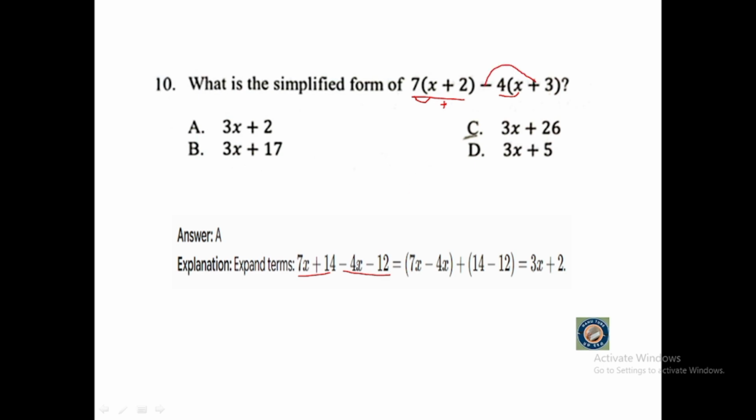Hence, 7x minus 4x plus 14 minus 12, combining like terms. 7x minus 4x is equal to 3x. 14 minus 12 is equal to 2. Hence, 3x plus 2 will be the correct answer.